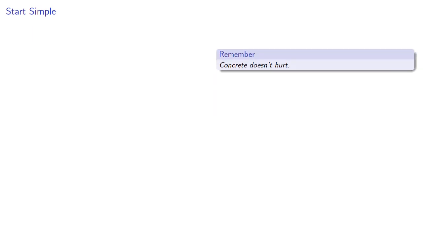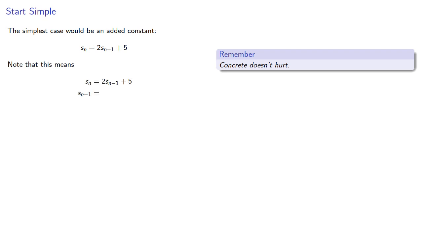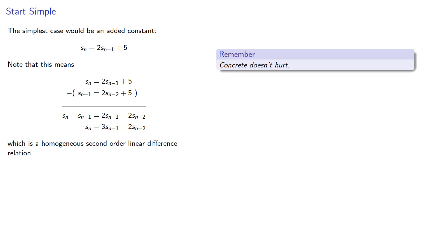So concrete doesn't hurt, so let's start with the simplest case, which would be an added constant. Now, if I want to make this homogeneous, what I'd have to do is somehow get rid of that plus 5. So I'd need to subtract 5 somewhere along the way. And the insight that's useful here is that all terms of our sequence have a plus 5. So if I take a look at, say, the term before, S_{n-1}, it will be, and now I can subtract, and get a homogeneous second-order linear difference equation.